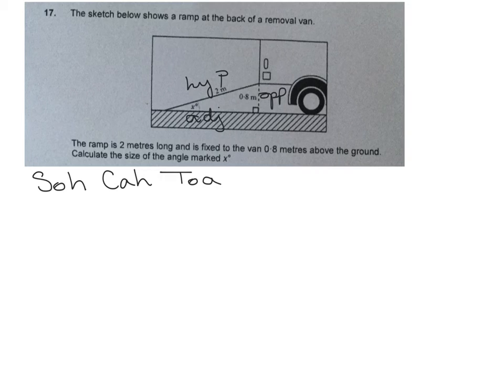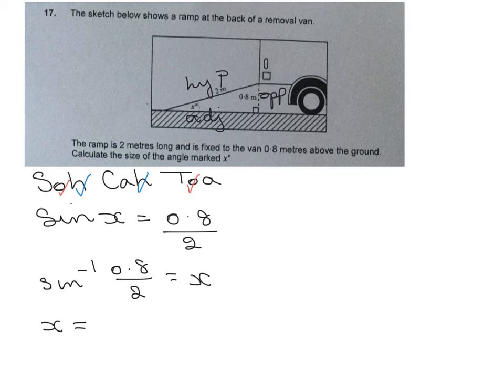So now we're going to tick off what we know and what we want to know. So we know the opposite, so we can tick off the O's. And we also know the hypotenuse, so we can tick off the H's. So the only function with 2 ticks is sine. So filling in our information, sine x is equal to 0.8 over 2. But of course we want the angle, so we're going to have to use the inverse function of sine. So remember, shift sine, and then 0.8 over 2 is going to be equal to x.